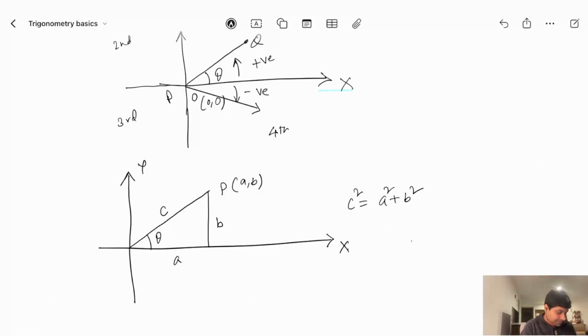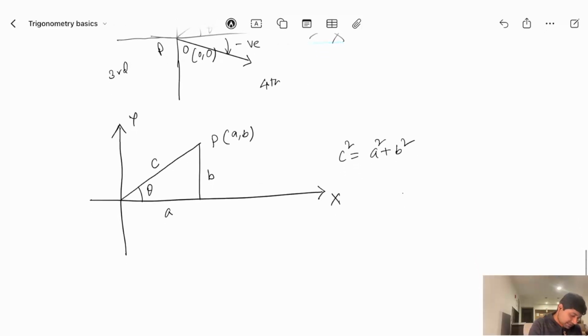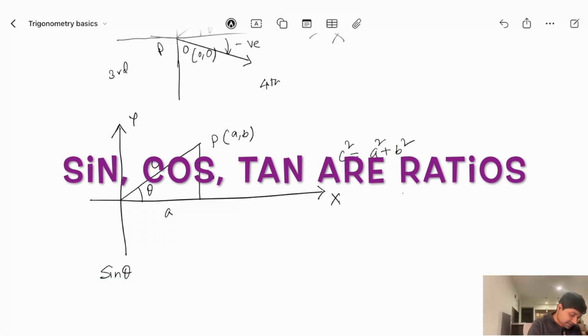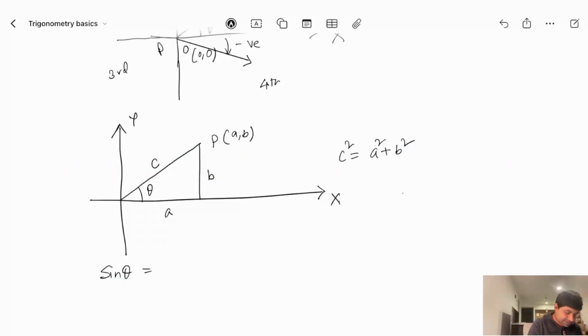square, right? But we can define certain ratios, like one of them is called sine theta. You can think of theta as the angle created by the hypotenuse and the base. Now sine theta is nothing but a ratio. All the definitions come with a ratio. So sine theta is the ratio between your height divided by hypotenuse. So height is your b divided by c.